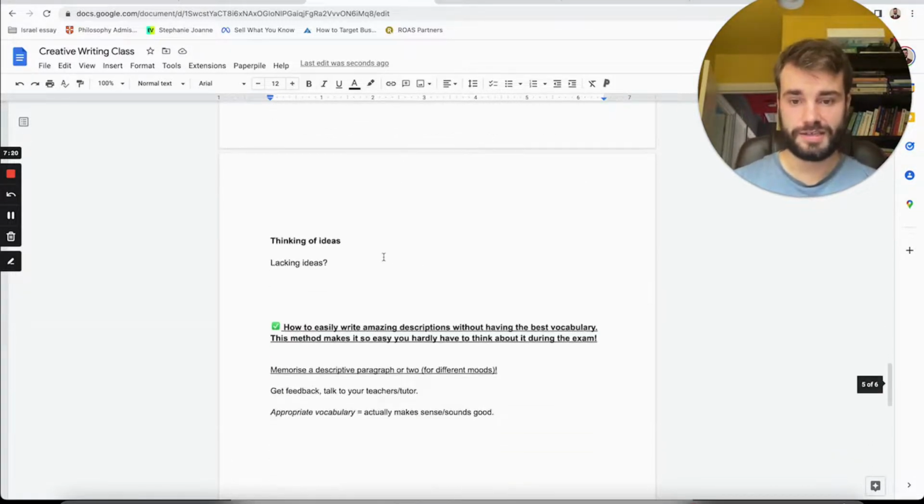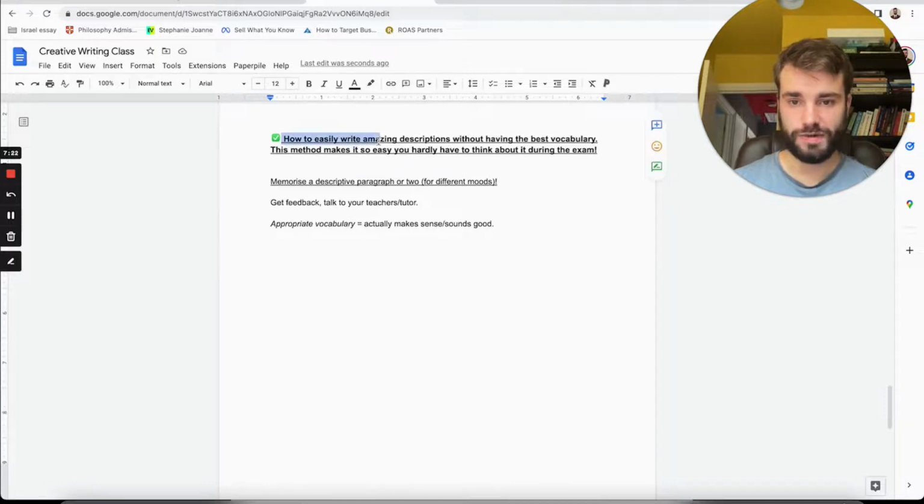Okay, the last thing I'm going to tell you about is how to easily write amazing descriptions without having the best vocabulary. And this method makes it so easy you hardly have to think about it during the exam. And the method is to memorize a descriptive paragraph or two before you go into the exam. Now, can you memorize a whole story? No, because you don't know the topic of the story and the question. But can you memorize one paragraph that is mainly description or only description that you can use in most stories?